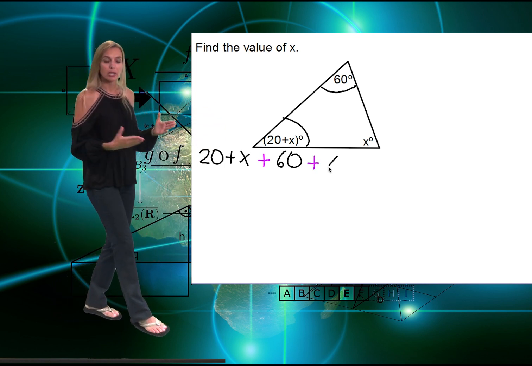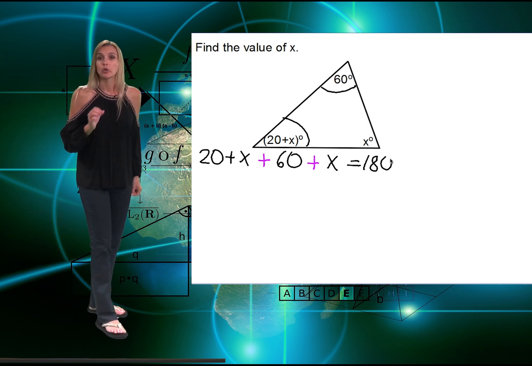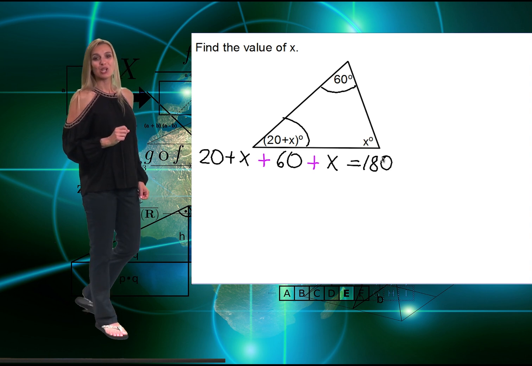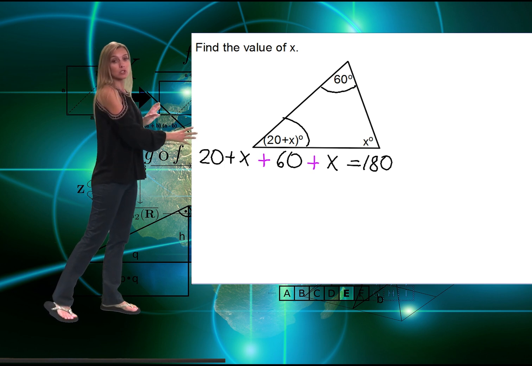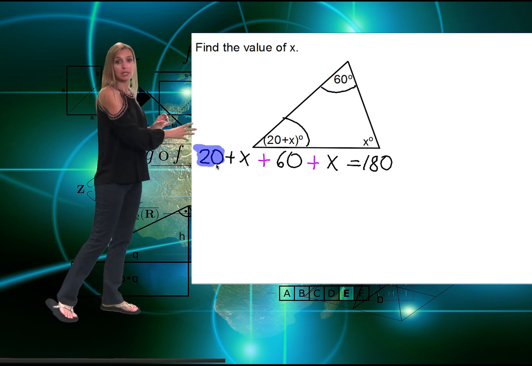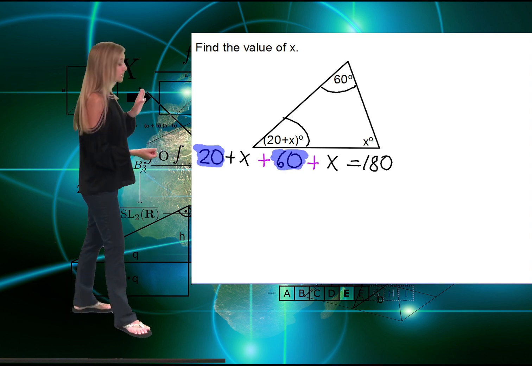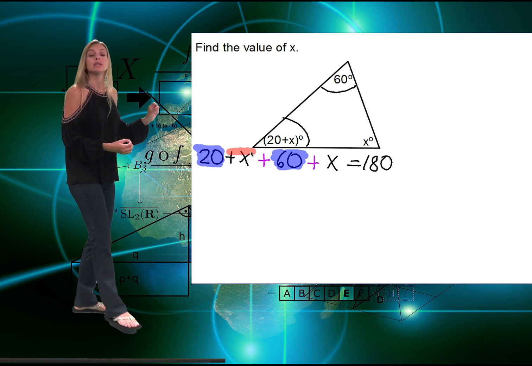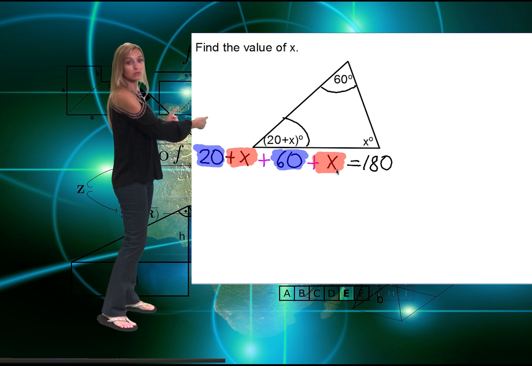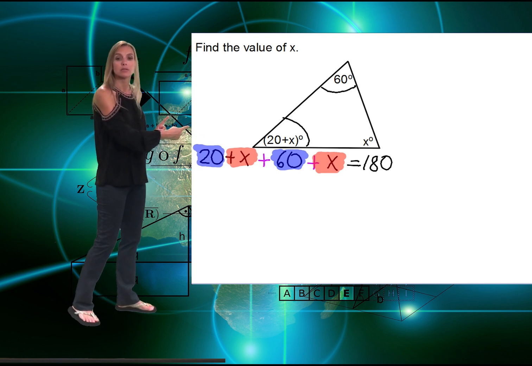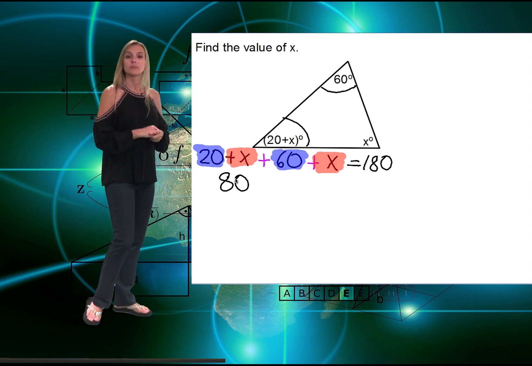Well, on the left-hand side, I need to clean up a little. I will clean up by combining like terms. I know that I can combine that 20 with the 60, and then I have the X with the other X that can be combined. So let's add it up. 20 plus 60 is 80. Then I have one X and the other X, which is 2X. 1X plus 1X. And that's supposed to give me 180 degrees.